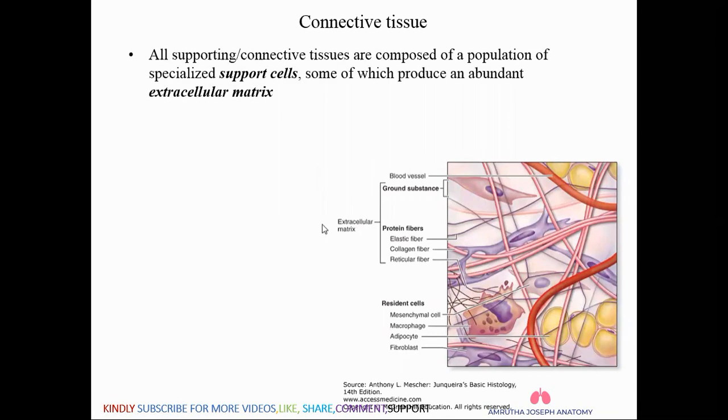Connective tissue has got two components. It has got cells. Those cells can be of different types, as you can see in this diagram. And the second component is extracellular matrix. Extracellular matrix is produced by these cells. These cells are called resident cells. It can be of different types, as I said before. So these are the basic things regarding connective tissue. Two components, cells and extracellular matrix.